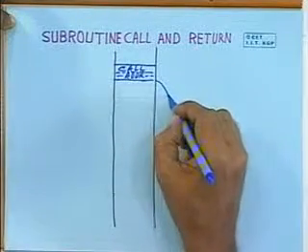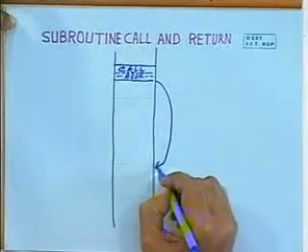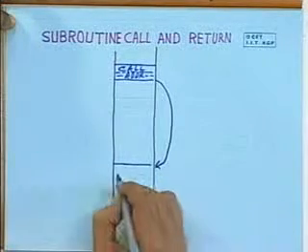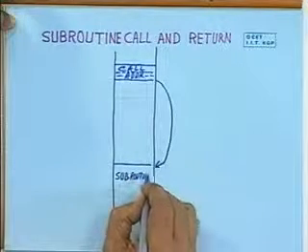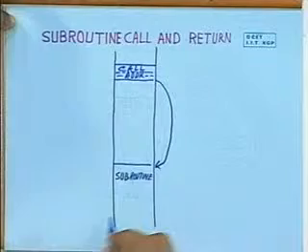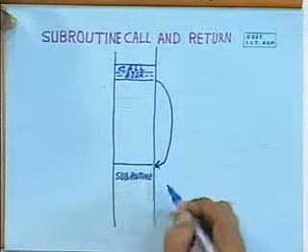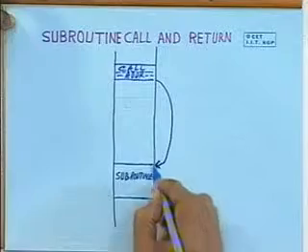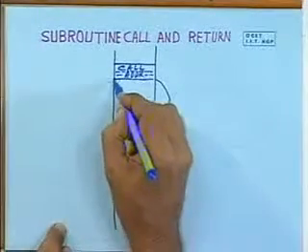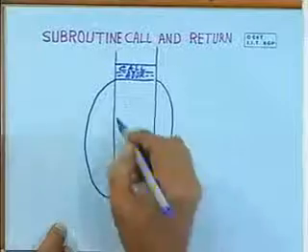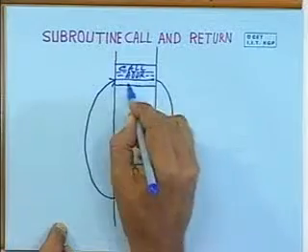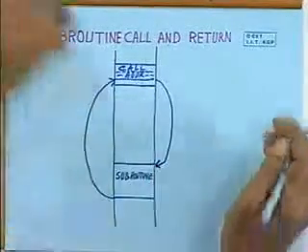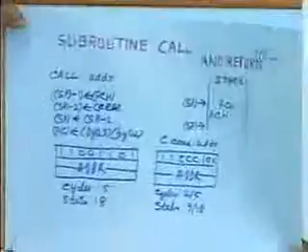So the jump will take place to the beginning of the subroutine. Suppose this is the beginning of the subroutine, and this is your subroutine, which is also residing in the same memory. Now after you have jumped to a subroutine, suppose this is where the subroutine ends, you want to return back to this point where your next instruction is stored. To facilitate that, you must have a return instruction.